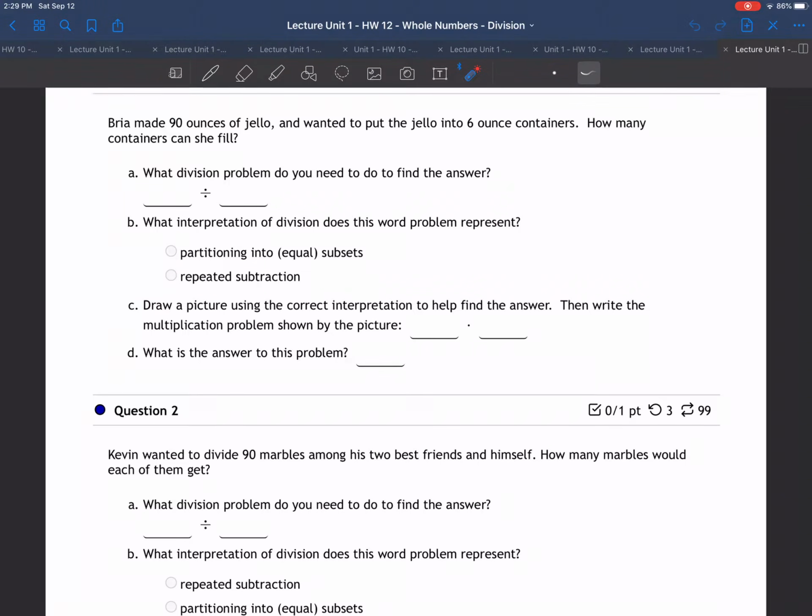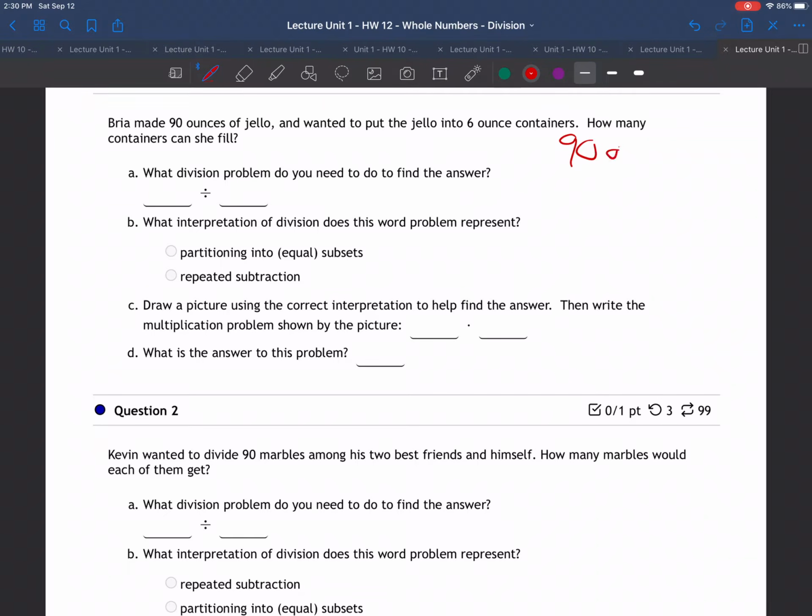Welcome to an example in which we look at a word problem and decide what kind of division it really is. Let's see it. So Bria made 90 ounces of Jell-O and wanted to put the Jell-O into 6-ounce containers. How many containers can she fill? So you understand the game plan here.